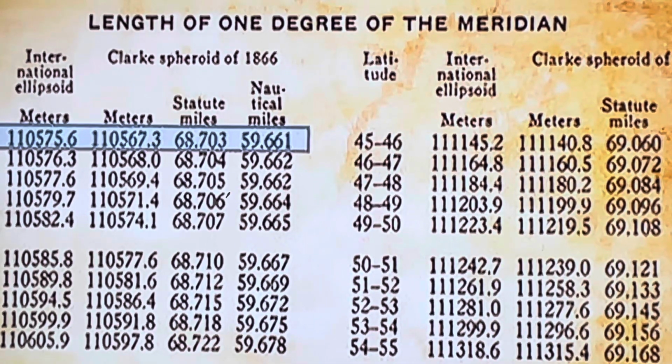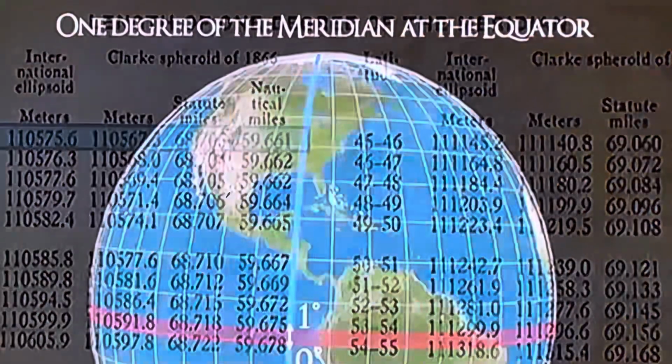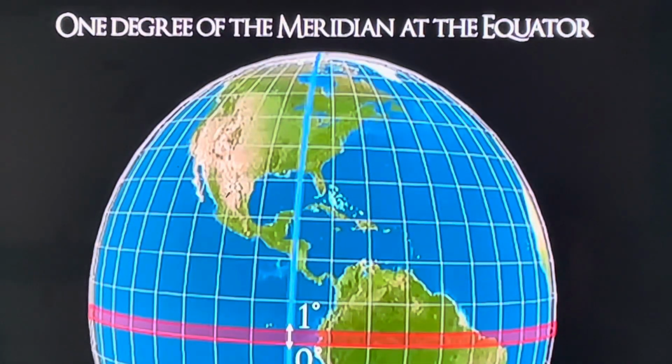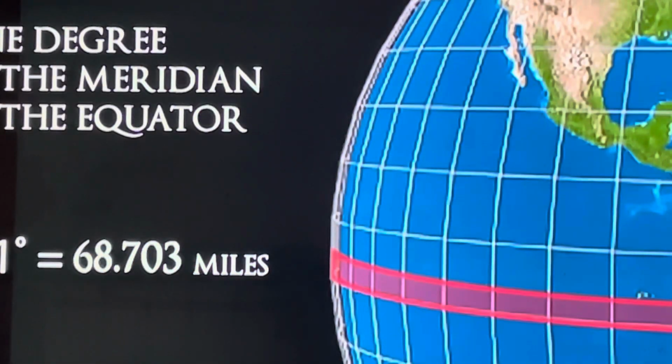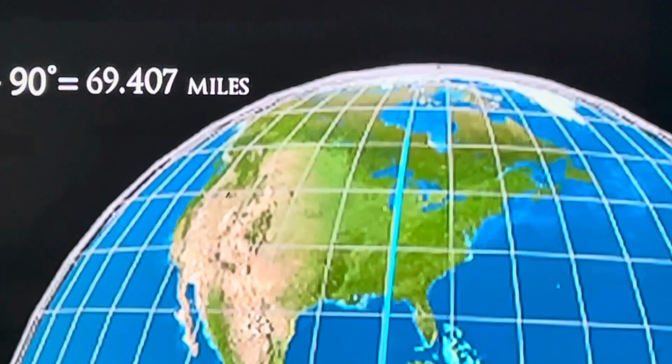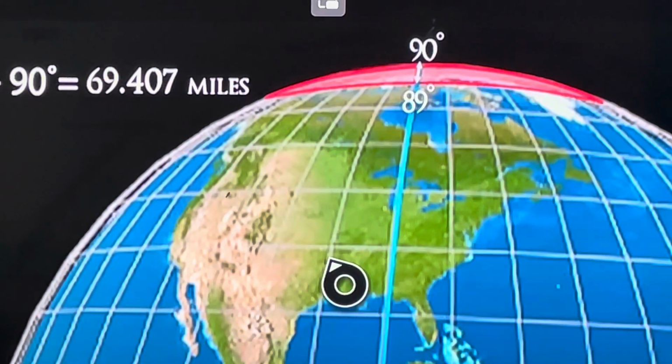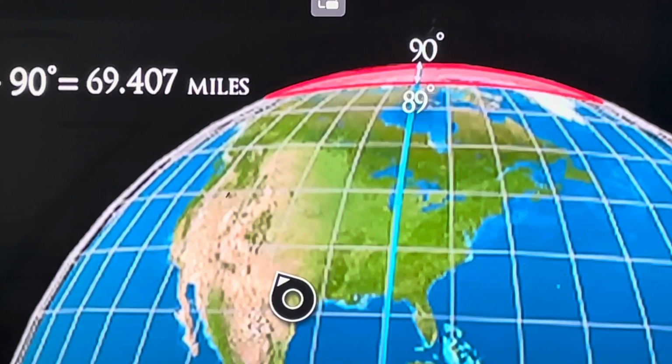notice that at 0, when you leave the equator and go to the 1st degree north latitude, you've gone 68.703 miles. But if you look down here at the very last one, when you traverse that last degree from 89 and you finally get to the North Pole, you've traveled 69.4 miles. So those degrees have stretched out.